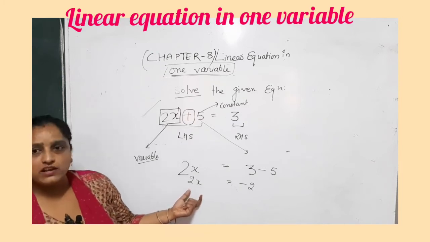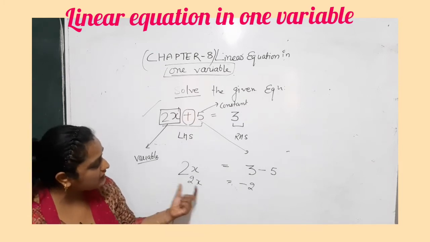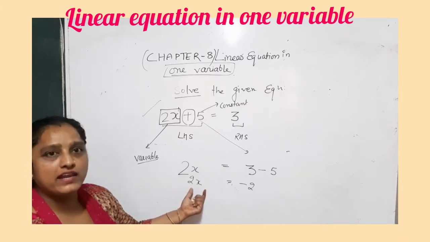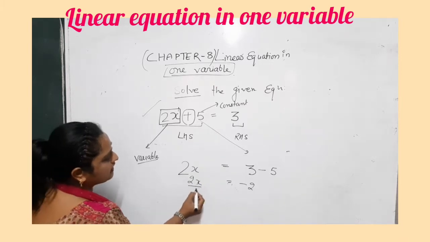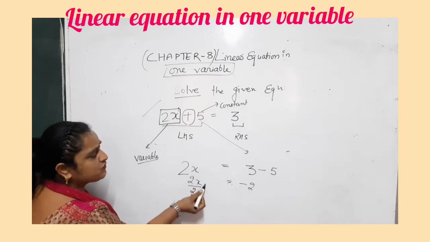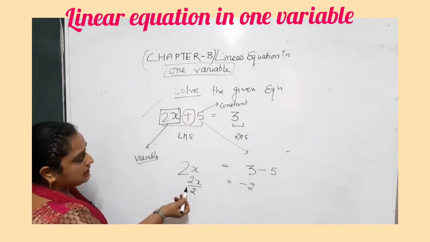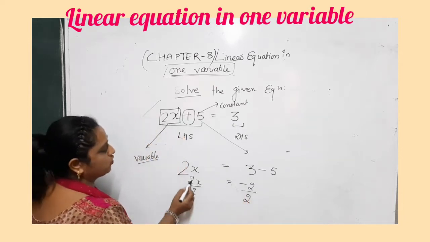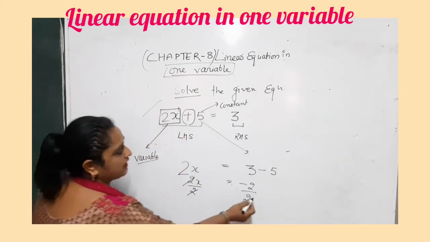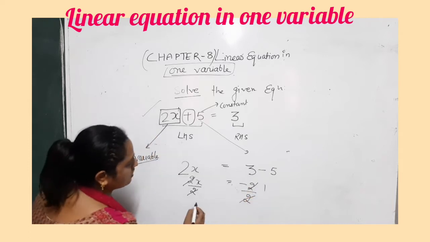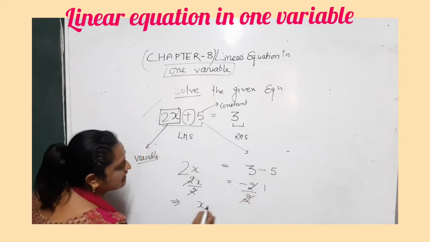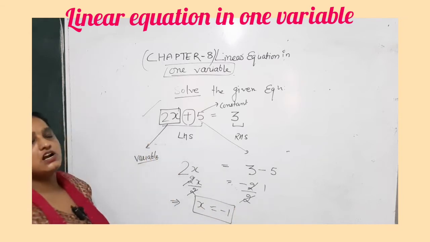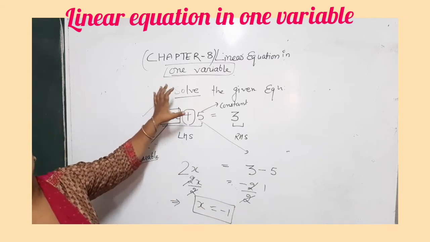Now we will isolate. Next step is what? We have to isolate, separate, and find the value of the variable. Now we divide by 2, because the variable is multiplied by 2, so we have to divide both sides by 2. 2 is cancelled with 2. So therefore x is equal to minus 1. This is our required result of this linear equation.